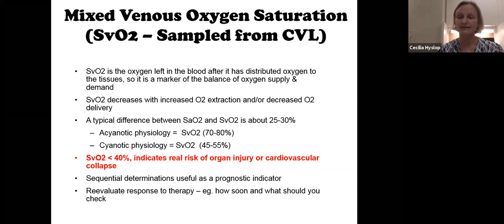And so we need to take sequential determinations of this, which are useful. So it's the trend analysis that is useful. Yes, the number itself, but also the direction. Is the mixed venous saturation improving, or is it getting worse? We need to intervene with our therapy and then reevaluate our response to therapy based upon the changes in the lactates and the mixed venous oxygen saturation.